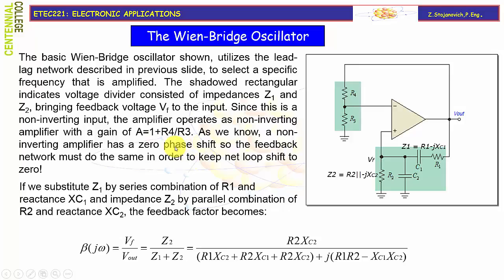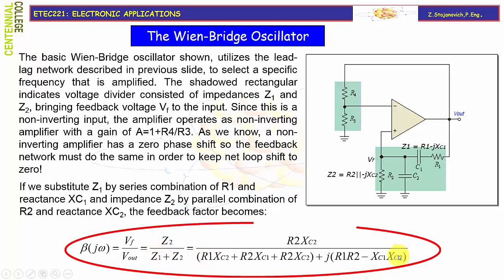As we know, a non-inverting amplifier has a 0 phase shift, so the feedback network must do the same in order to keep the net loop shift at 0. If we substitute Z1 by the series combination of R1 and reactance XC1 and impedance Z2 by the parallel combination of resistor R2 and reactance XC2, the feedback factor, which is the ratio of VF over Vout by definition, becomes a voltage divider ratio, and it is given with this expression.